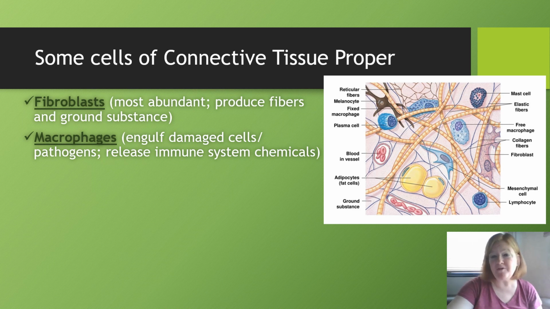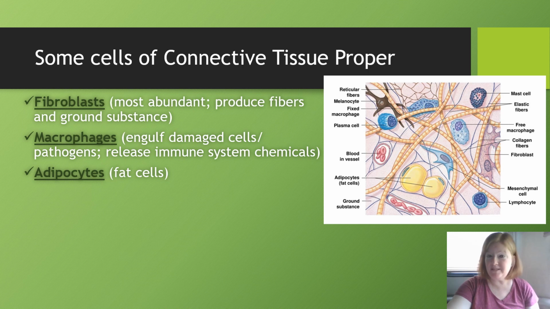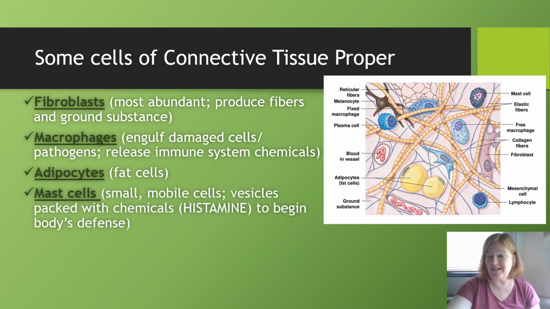Then we have macrophages. They engulf damaged cells and pathogens. They release immune system chemicals to call in reinforcements. We have adipocytes, they're fat cells. Mast cells, they're little mobile cells, and they have vesicles packed with chemicals. One of those primary chemicals is histamine, and that begins the body's defense. It begins that inflammatory response.